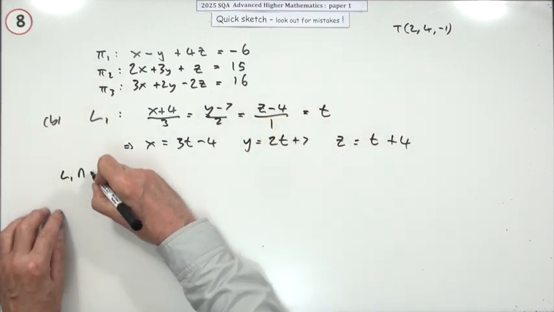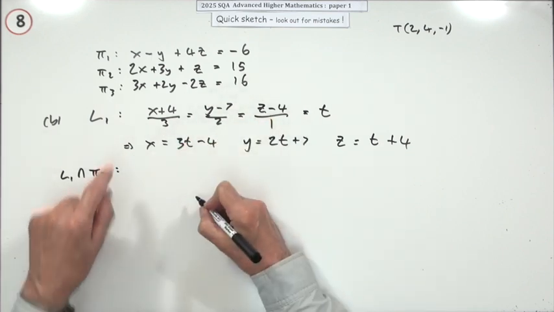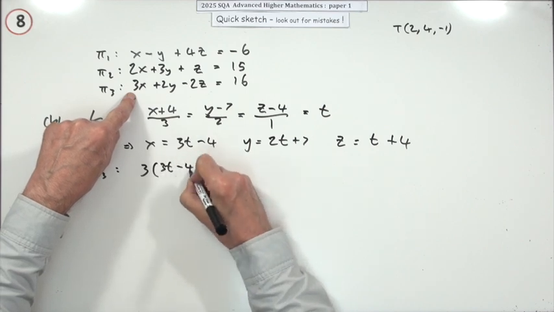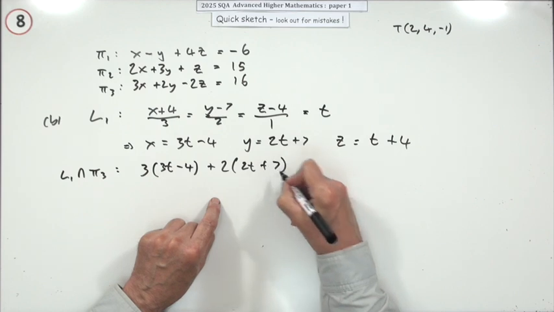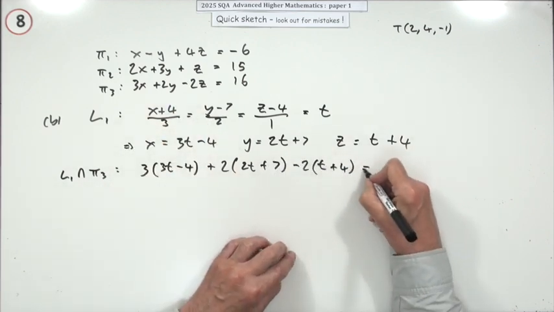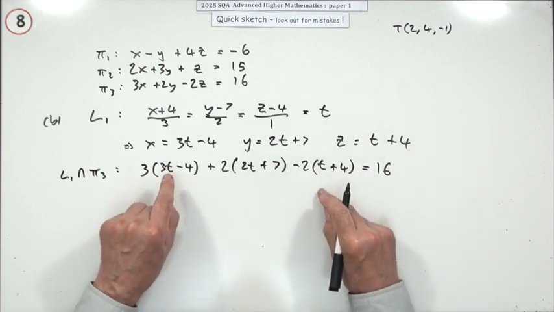So for L1 intersect pi 3, just make sure you use the right bits and pieces. I'll have 3 of x, so I'll have 3 of 3t minus 4. 2 of y, I'll have 2 of t plus 7, minus 2 of z, that's 2 of t plus 4, and that lot should come to 16. So from this equation you can find the value of t.